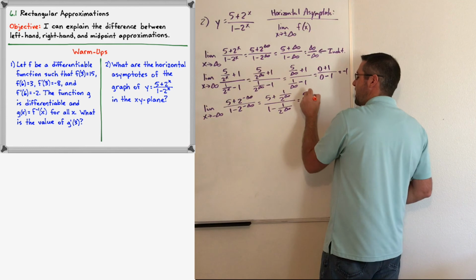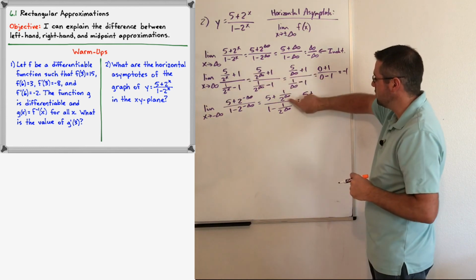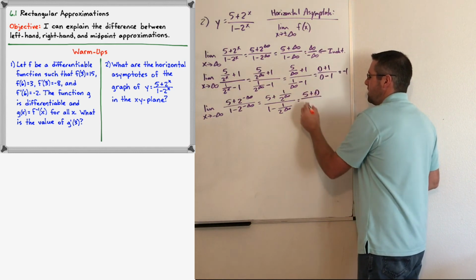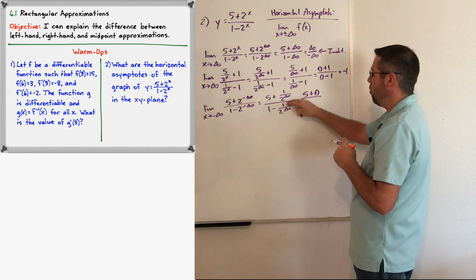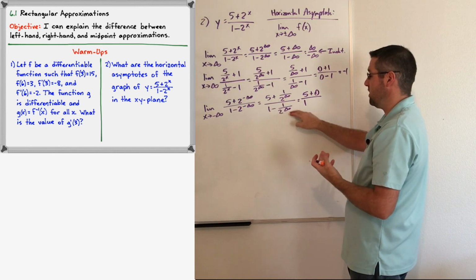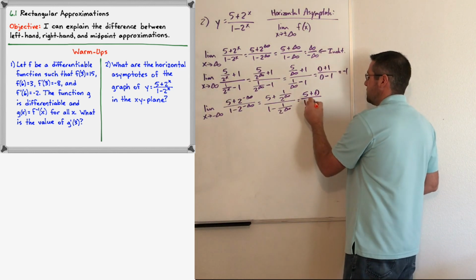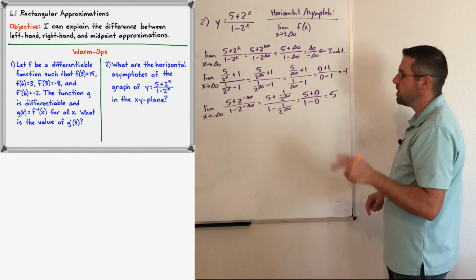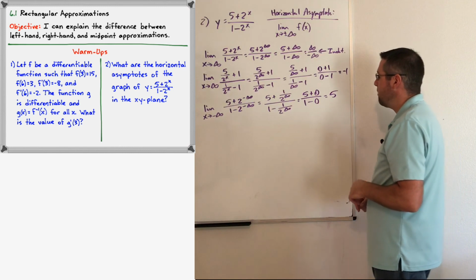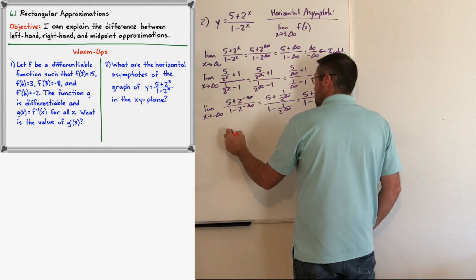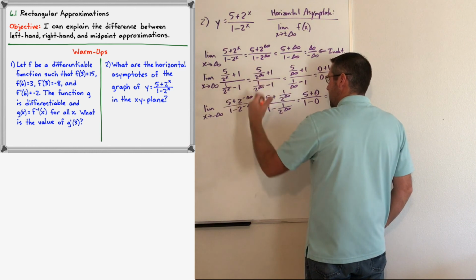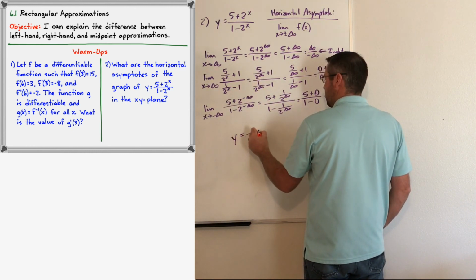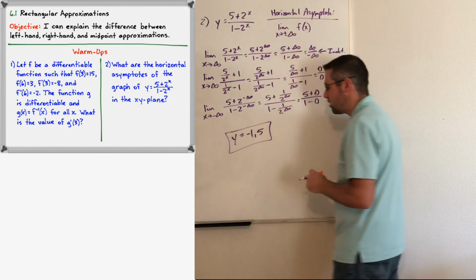I'll shortcut this a little bit. 2 to the infinity is infinity, and 1 over infinity is 0. The same on the bottom: 2 to the infinity is infinity, and 1 over infinity is 0 again. So we can simplify this to 5. So we actually have two horizontal asymptotes here. Remember, a horizontal asymptote is a horizontal line with y equals. So we have y equals negative 1 and y equals 5 as our two horizontal asymptotes.